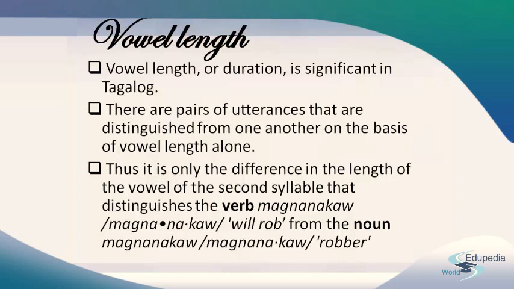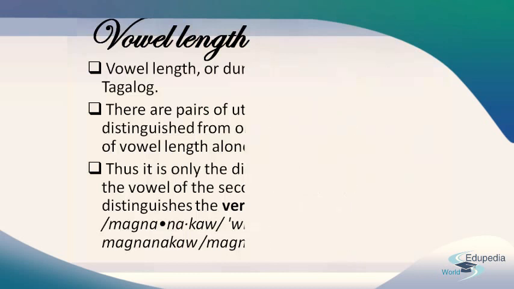Like, for example, for the word magnanakaw, you say "will rob," from the verb. And from the noun magnanakaw, robber. Again, you have here the verb magnanakaw, that is "will rob." The noun magnanakaw is for a robber.